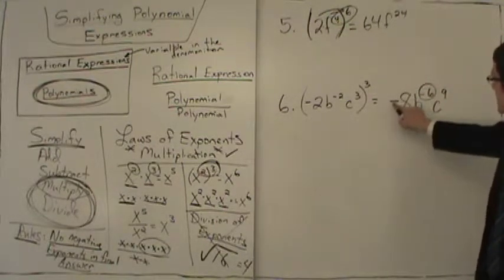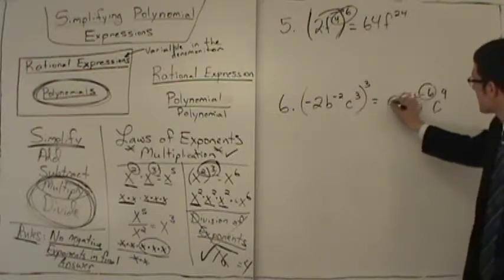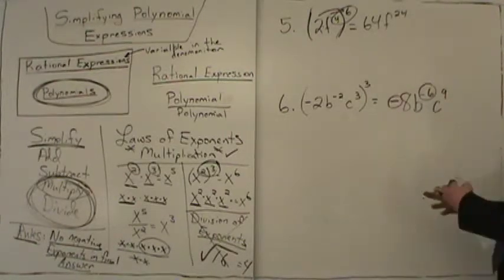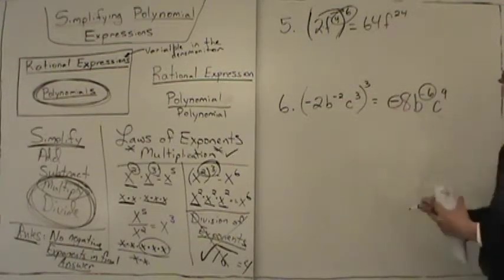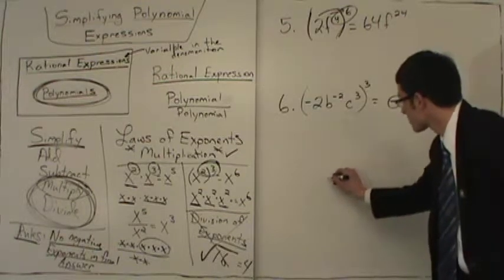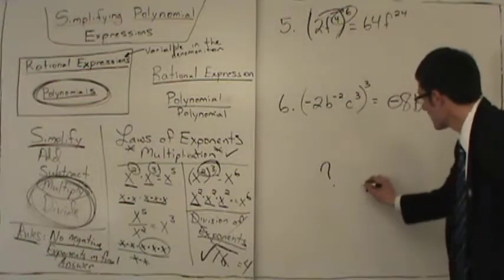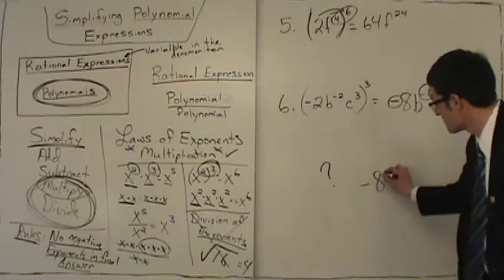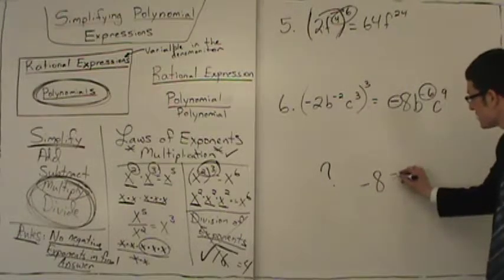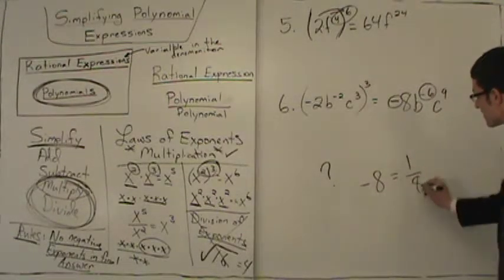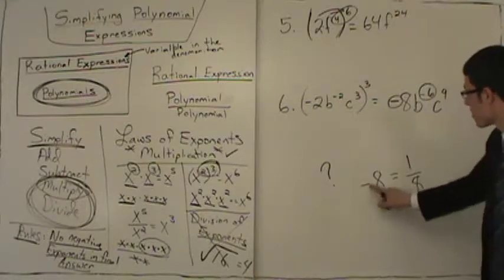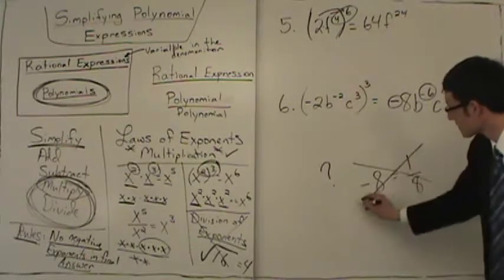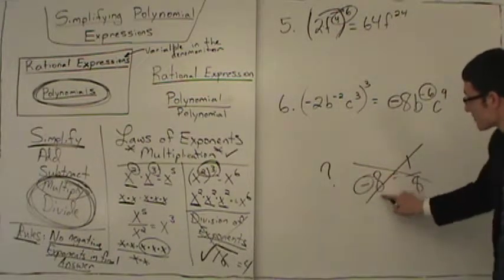Now, is the negative in front of the 8 an exponent? No, this is a -1. This is different. The negative in front of the 8 means a negative number. Let me show you. Question. Is -8, does this mean move it to the bottom? Is -8 equal to 1 over 8? No, this is completely wrong. A negative number does not mean move from top to bottom.